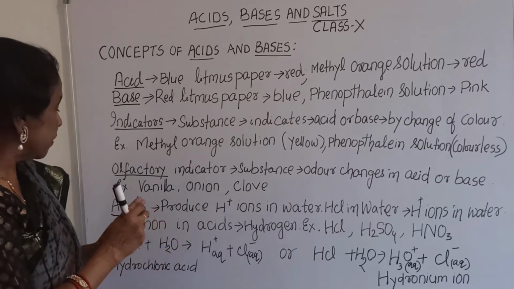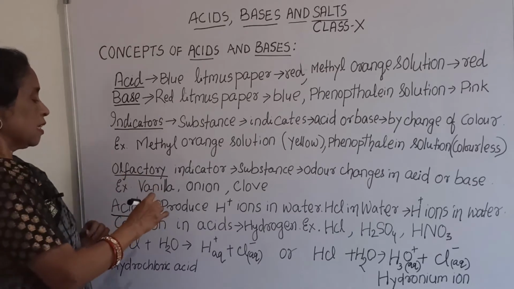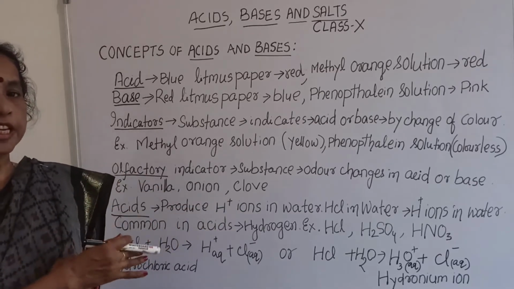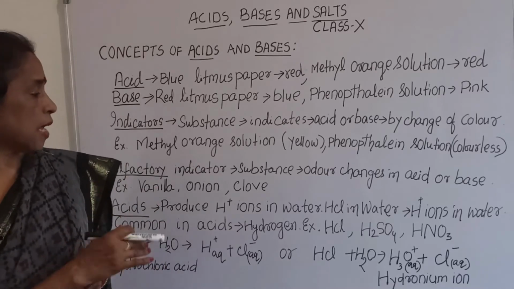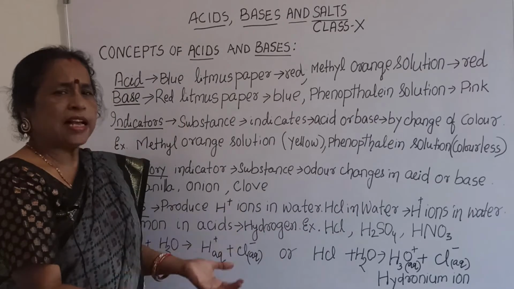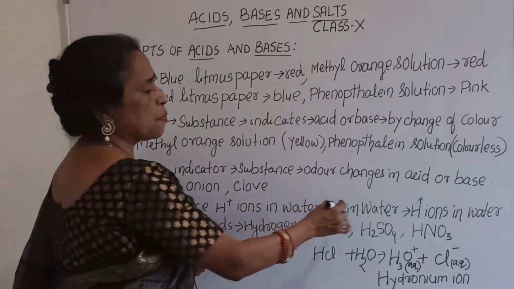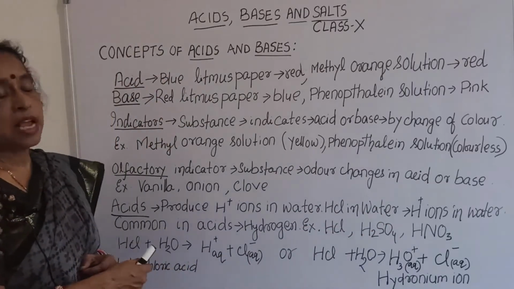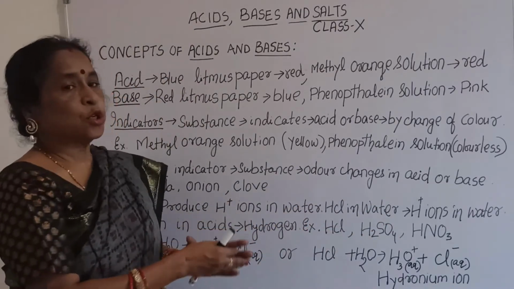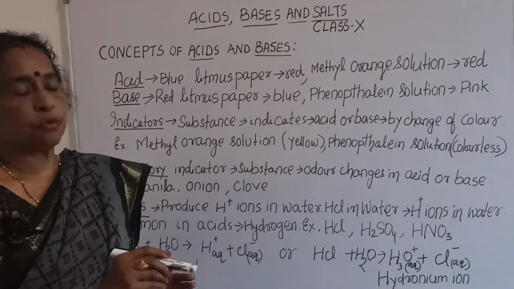That means when acids are in water, they will produce H plus ions. In solution, they produce H plus ions. So HCl in water, or any acid in the presence of water in a water solution, produces H plus ions. Example, HCl: an HCl solution in water produces H plus ions.